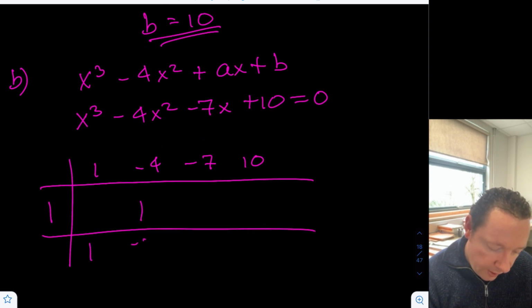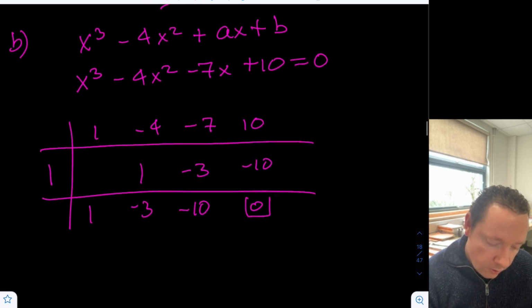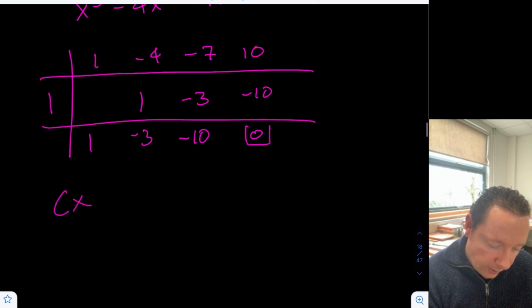1, minus 3, minus 3. Minus 3, minus 7 is minus 10, minus 10, and 0. So that means that we know that we've got x minus 1 and x squared minus 3x minus 10 equals 0.